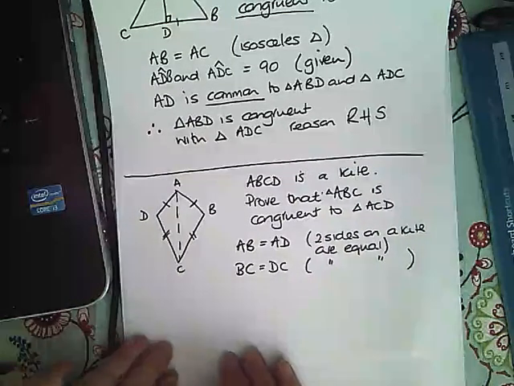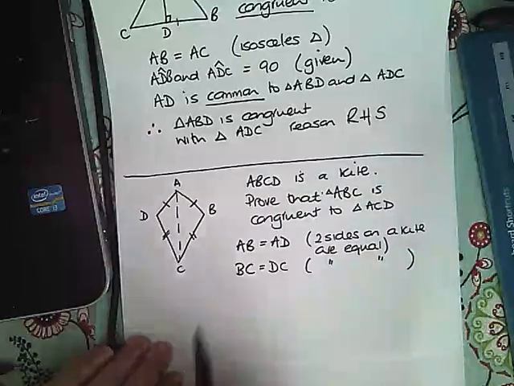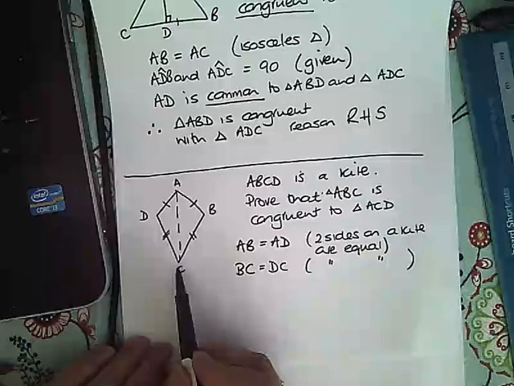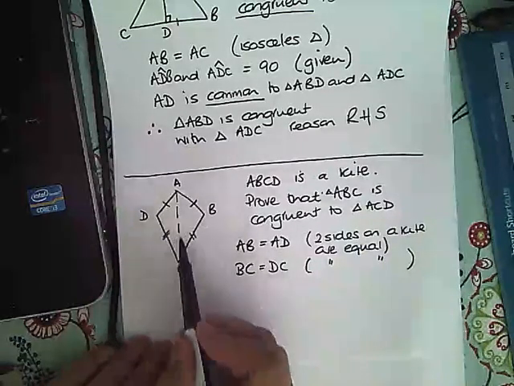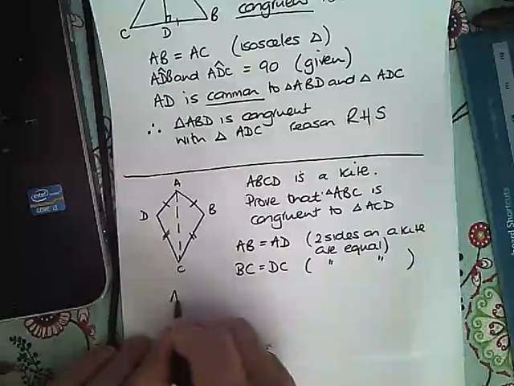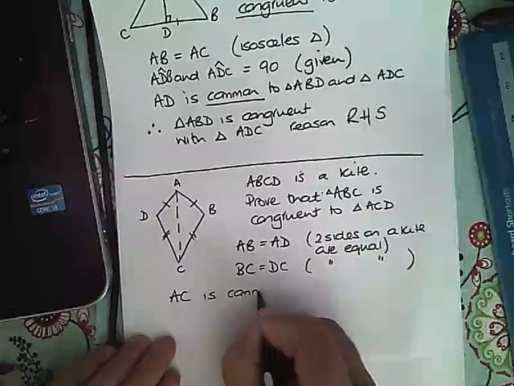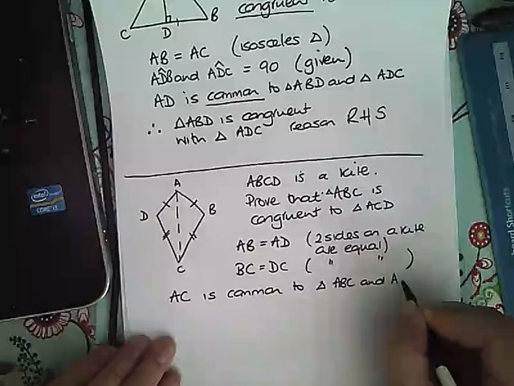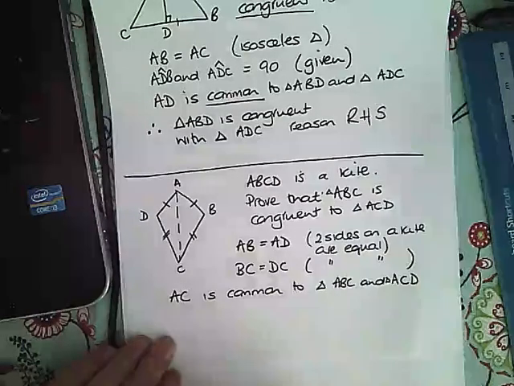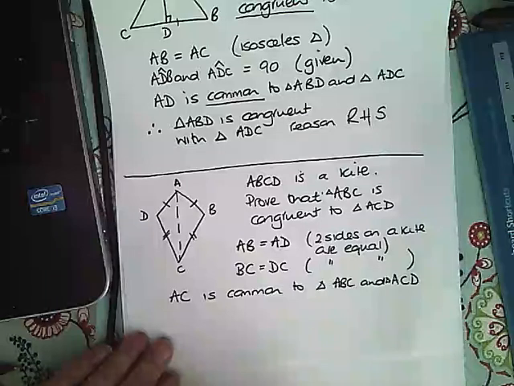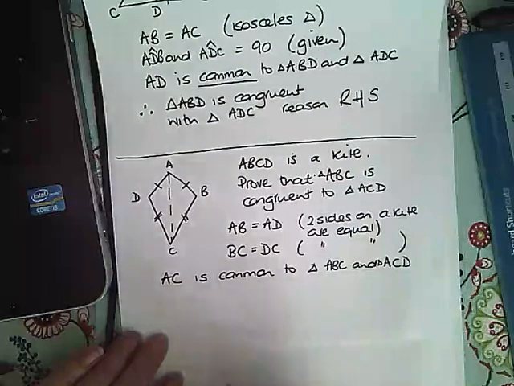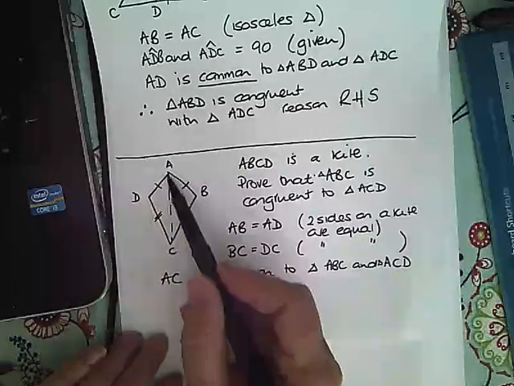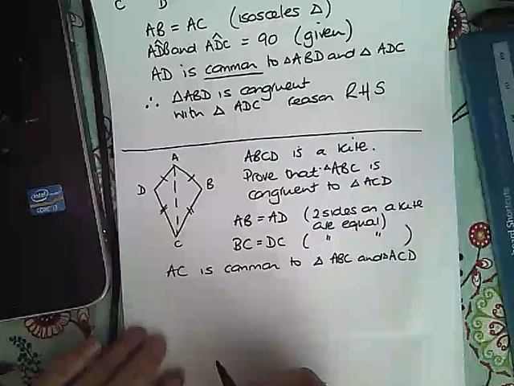The final thing that you may actually have to draw in, it was already on the diagram that I copied, but you might want to split this whole kite in half, and then you've got a line that is common to both these triangles. So AC is common to triangle ABC and triangle ACD. And then we have our condition for congruence, that this side is the same as this side is the same as this side, and they share this side. So the conditions for congruence is side, side, side.